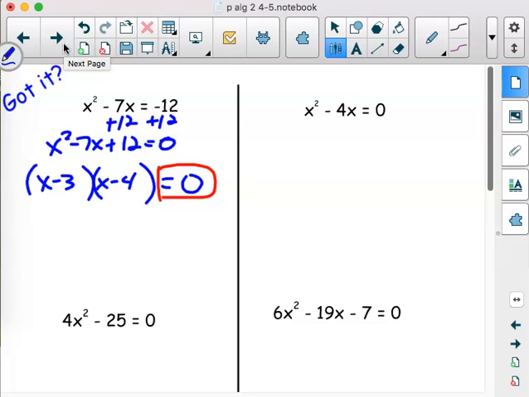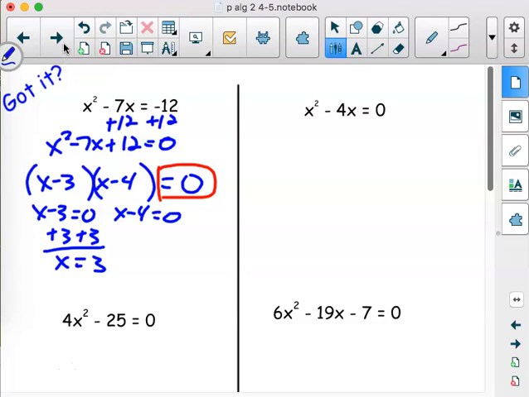Now, most people are going to stop writing this down at some point and just go right to the answers because they're like, well, it's one step. I could just do this in my head. And some people just look at this and say, well, obviously it's 3 because 3 minus 3 is 0. Obviously it's 4 because 4 minus 4 is 0.